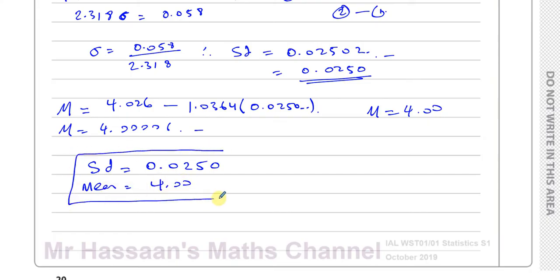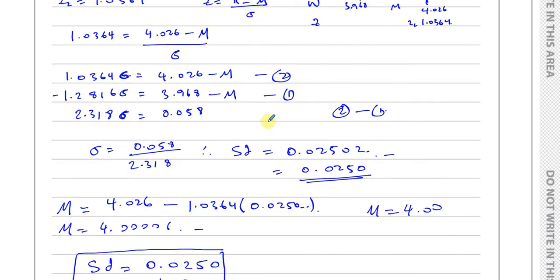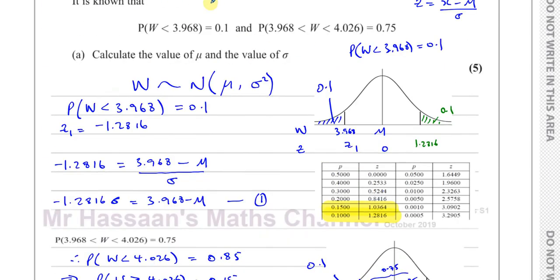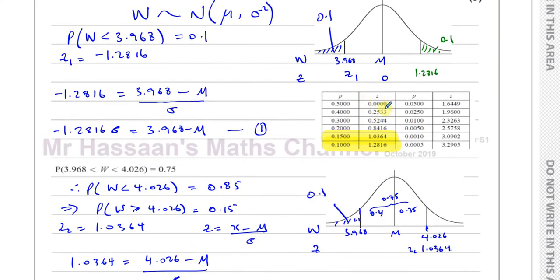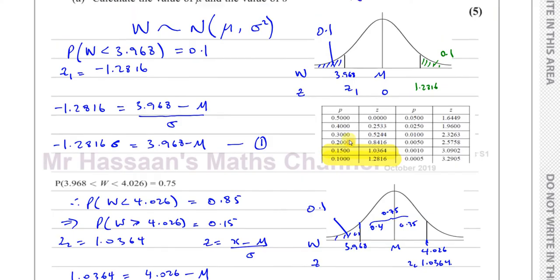So there's the answer to part A of this question. We set up a pair of simultaneous equations using the information given. In this particular question, we only had to deal with the small table with the areas, which are almost exact values, and that made life easier. We should use this table if we can. It's very important for us to know that.